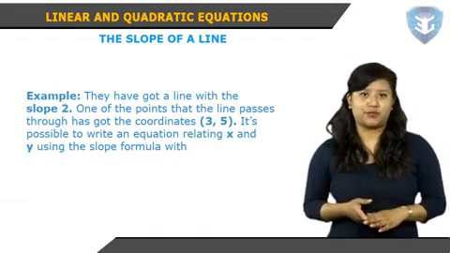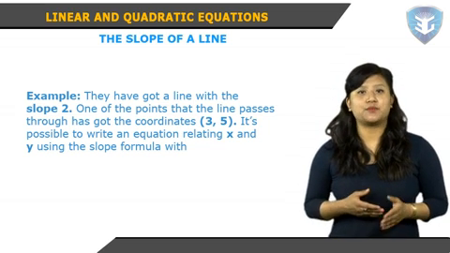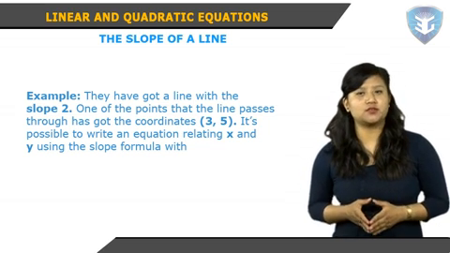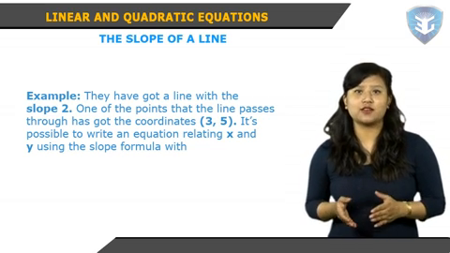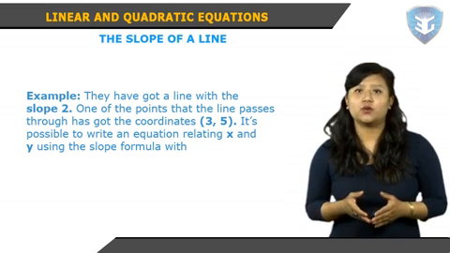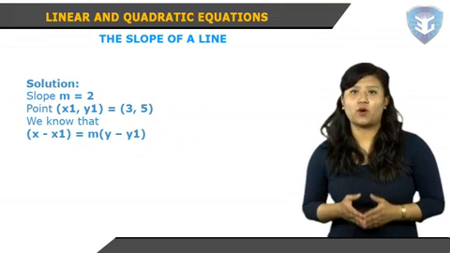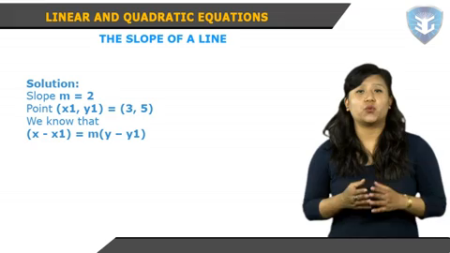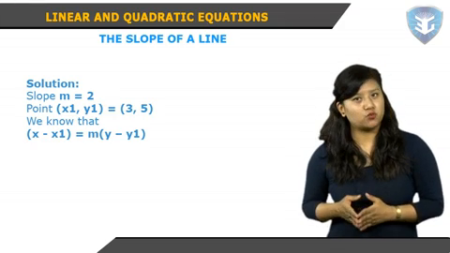Let's look at an example. They have got a line with the slope 2. One of the points that the line passes through has got the coordinates (3, 5). It's possible to write an equation relating x and y using the slope formula with the solution slope m equals 2, point (x1, y1) equals (3, 5). We know that y minus y1 equals m times (x minus x1).